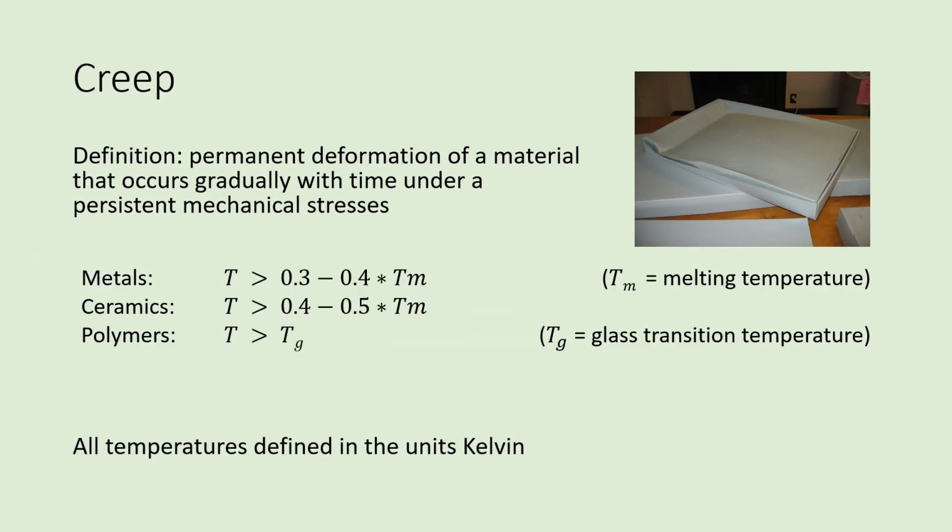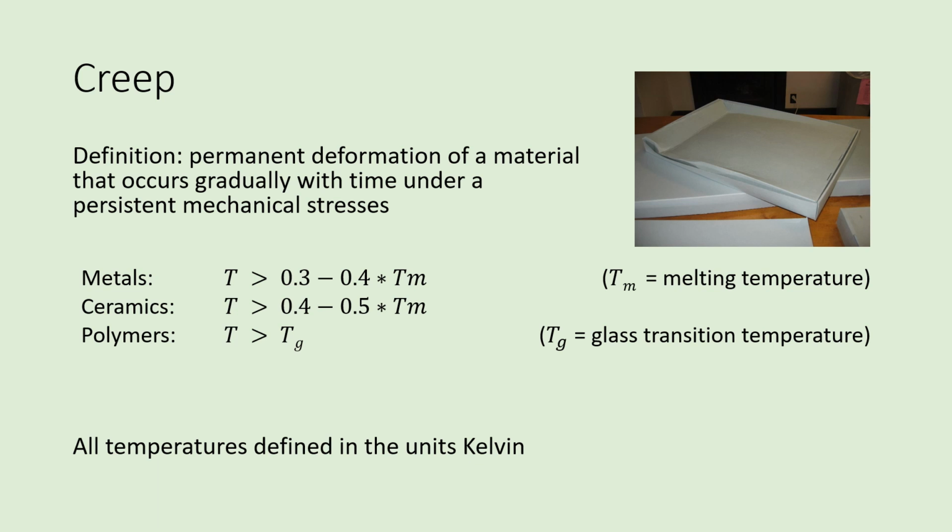Creep is the permanent deformation of a material that occurs gradually with time under a persistent mechanical stress. Like strain-based fatigue, it is often more important to engineering designs that involve high temperatures, such as steam turbines in power plants, jet and rocket engines, and nuclear reactors. But creep can also occur at low temperatures, such as the slow, gradual loosening of plastic eyeglass frames and the movement of ice in glaciers.